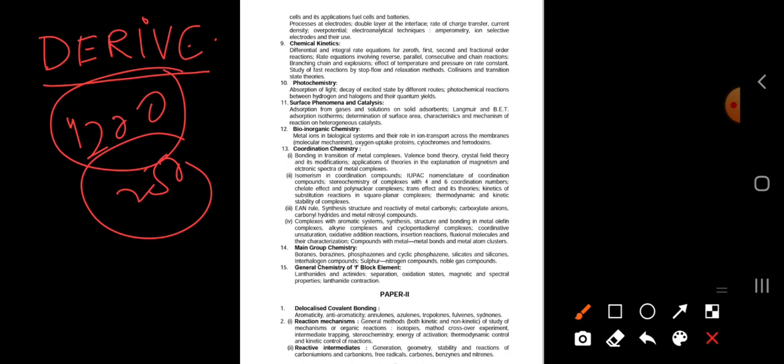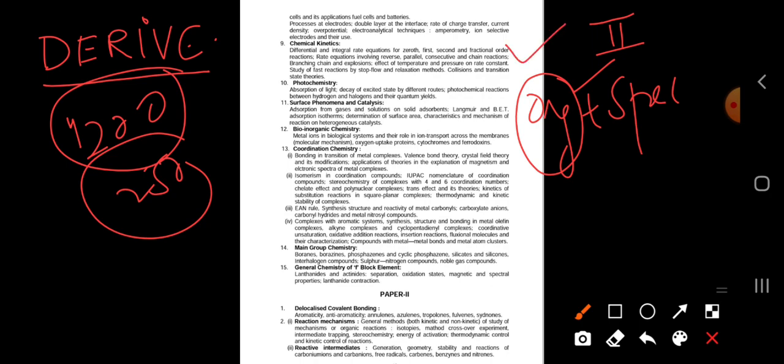Okay, now next is our paper 2. Paper 2 basically comprises organic plus spectroscopy. Organic mechanism is the most important, and in spectroscopy we will get a few compulsory questions. Now we will see the chapters of paper 2. First of all, we will see which resources we should refer to.